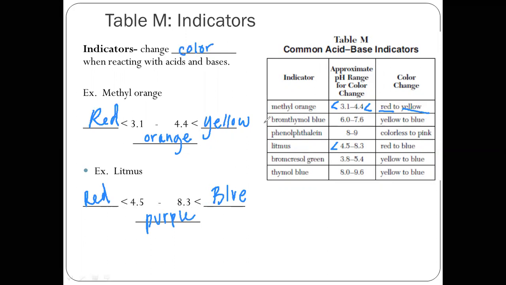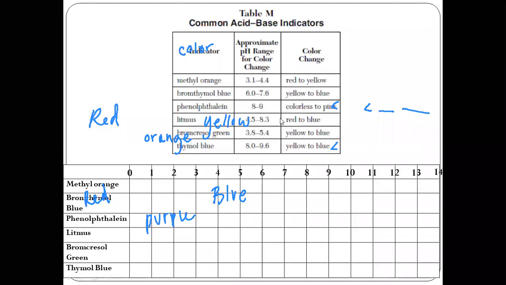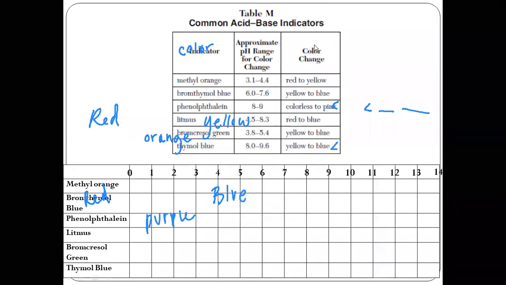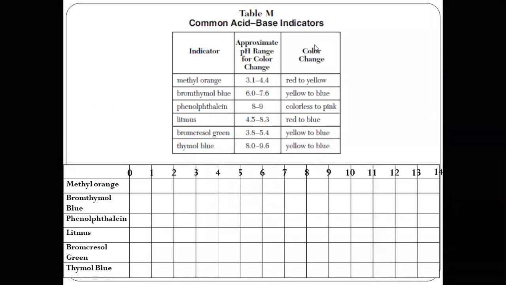Okay, so this is where you're going to need some colors. All right, so let's do the first one. So I'm going to do red. Okay, so methyl orange up to 3.1 is red. So I'm just going to mark 3.1. And you guys could shade it in red. I'm just going to do my best here. Okay, so that's red.